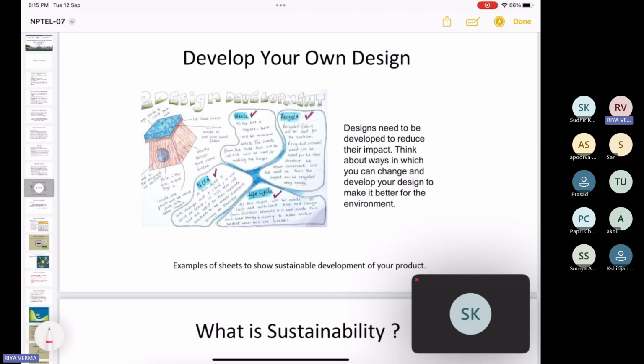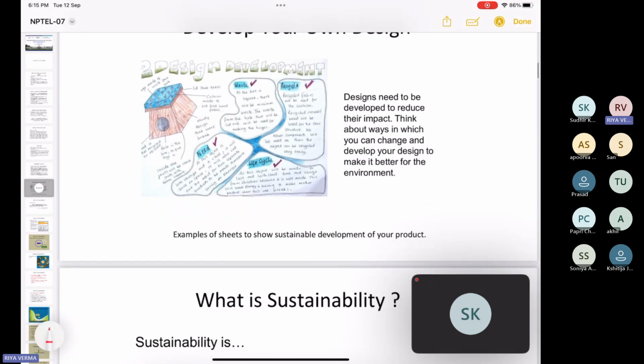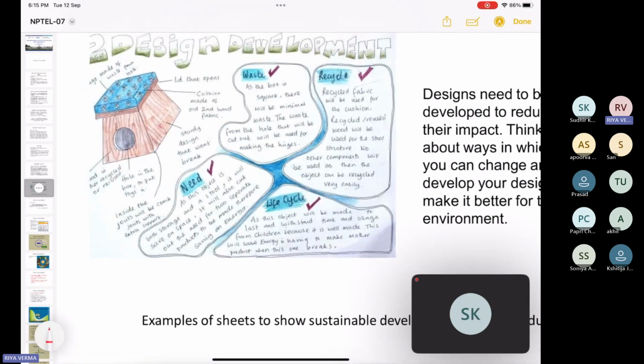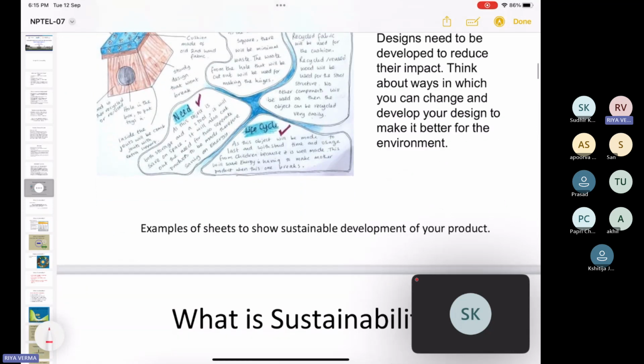So this is an example of the sheets to show sustainable development of your product: what is the need of the product, what amount of waste is being created during its manufacturing, what is its life cycle, how long will it last, and after the end of its life cycle, how will it undergo the recycling phase. So this is a typical sheet that shows the sustainable development of a product.